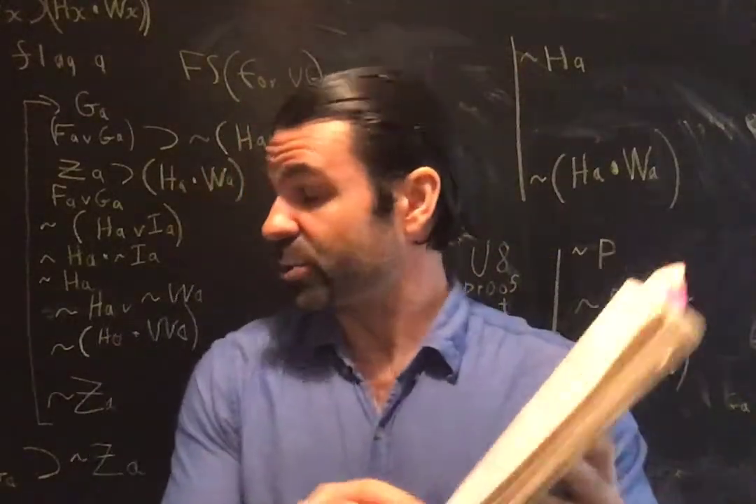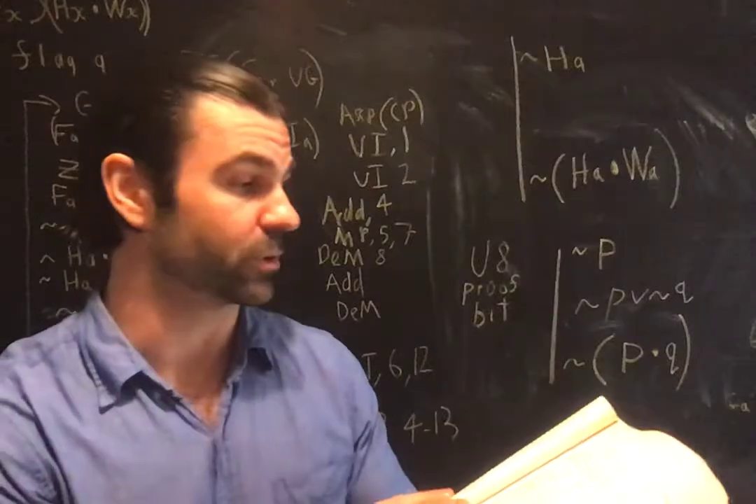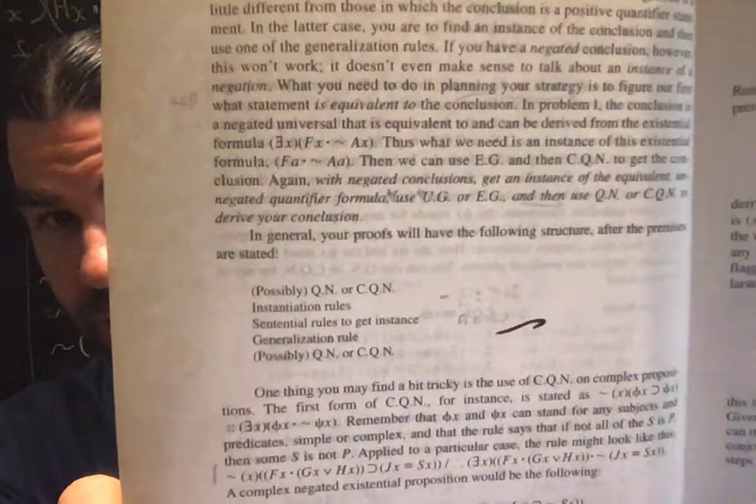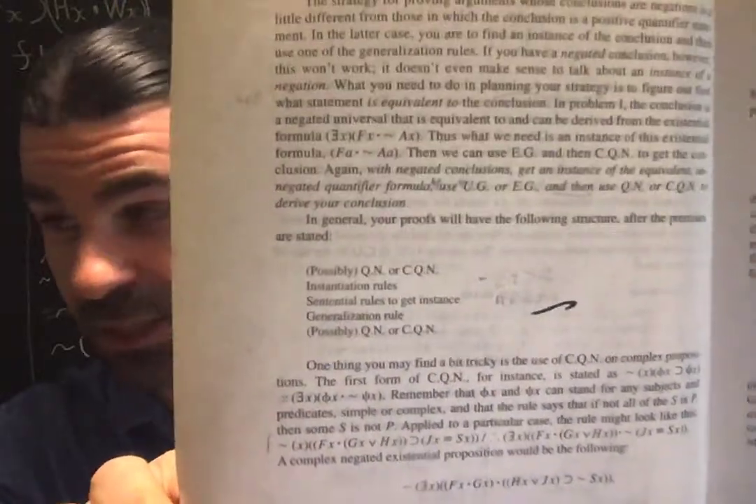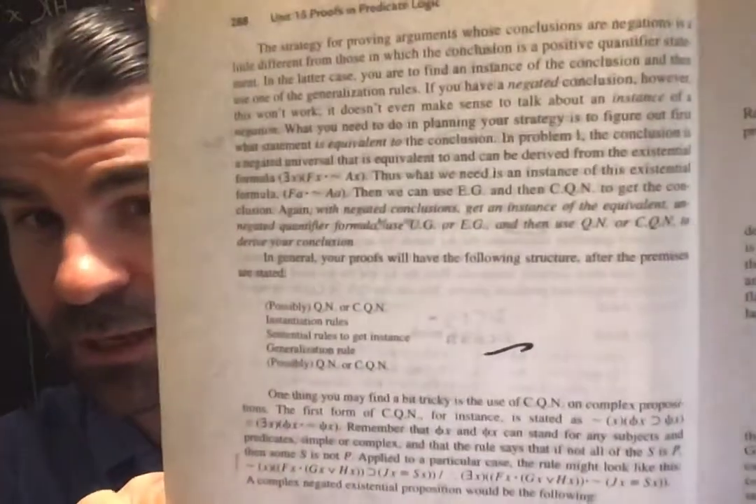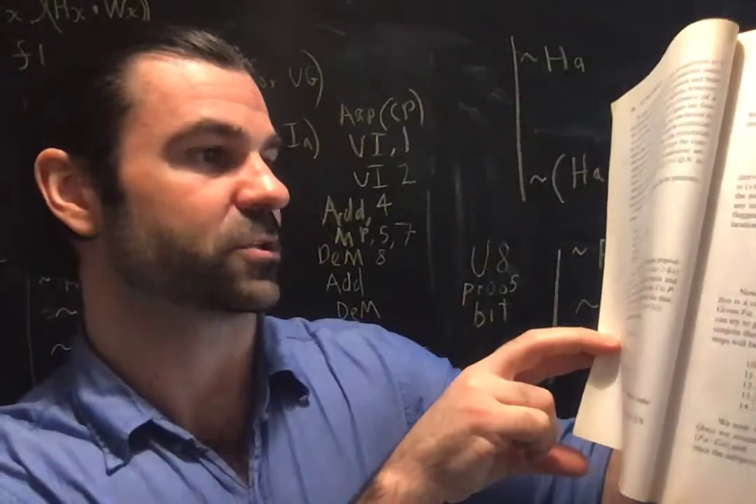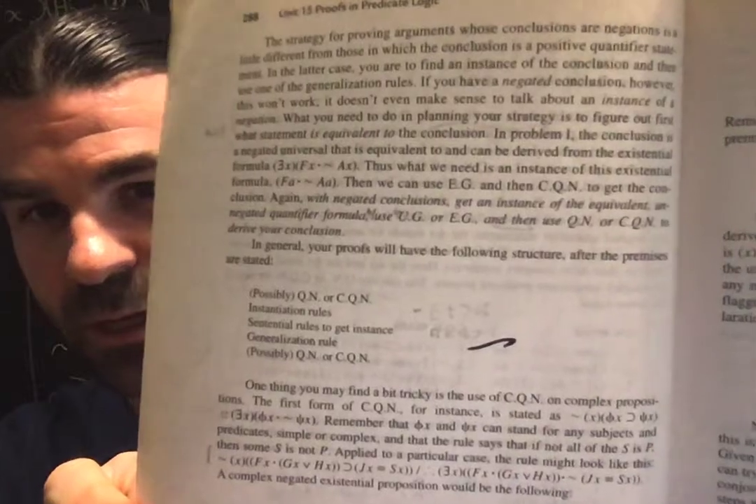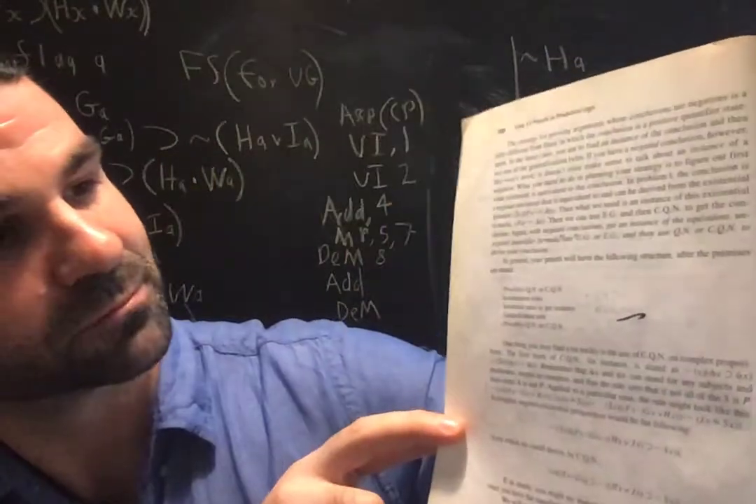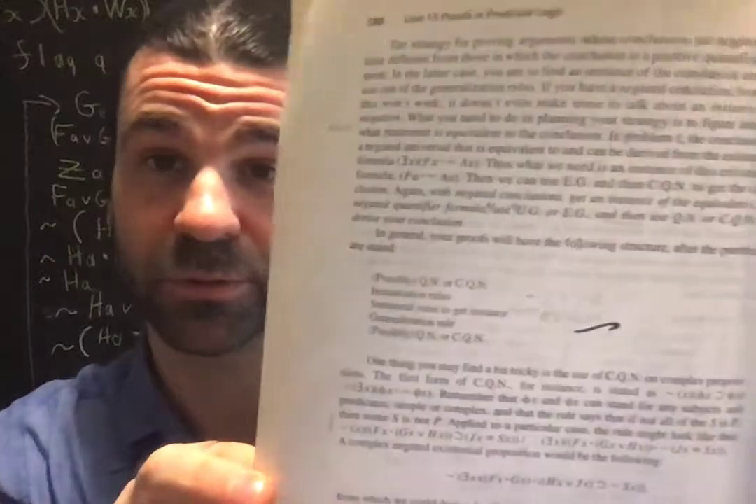Okay, that's page 287. That leads into this very important page 288. Page 288 gives you, in summary form, the strategy which is appropriate for pure quantifier statements. First you possibly do QN or CQN. Then sentential rules, instantiation rules, and sentential rules to get instances, then generalization rules, and then maybe you have to do QN or CQN at the end.